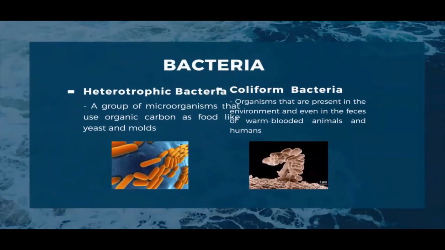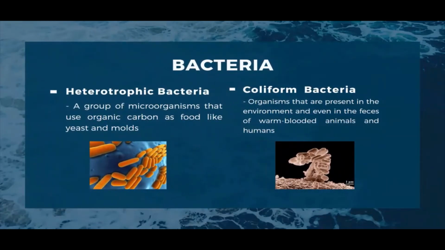Starting with bacteria, heterotrophic bacteria are a group of microorganisms that use organic carbon as food, such as yeast and molds, while coliform bacteria are organisms that are present in the environment and even in the feces of warm-blooded animals and in humans. The presence of these microorganisms is a result of surface contamination and should not be present, making sure that the levels are at zero.